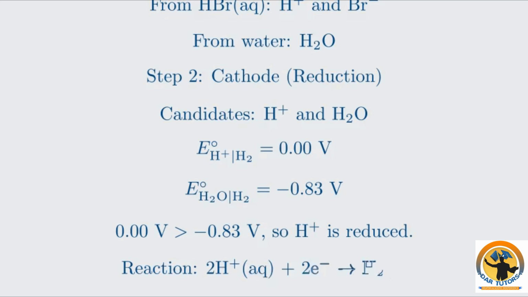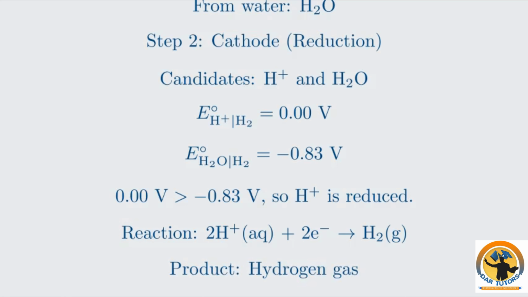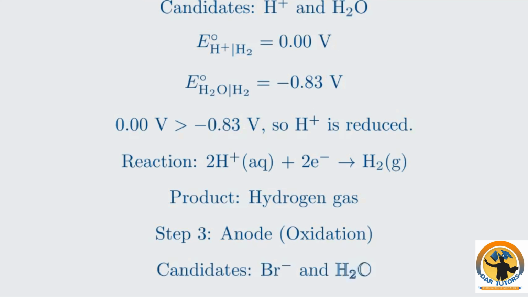The reaction at the cathode will be 2H+ plus 2 electrons to form H2 gas. The product is hydrogen gas. Now let's consider the anode, the site of oxidation. The candidates for oxidation are Br- ions and water molecules.